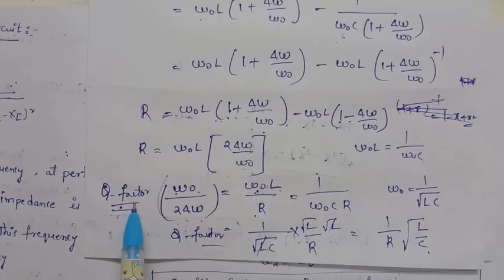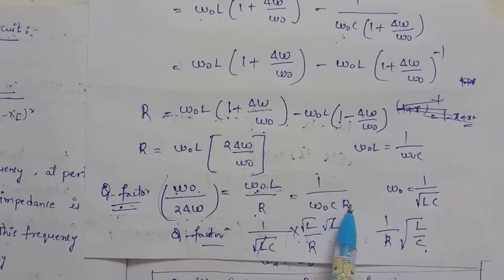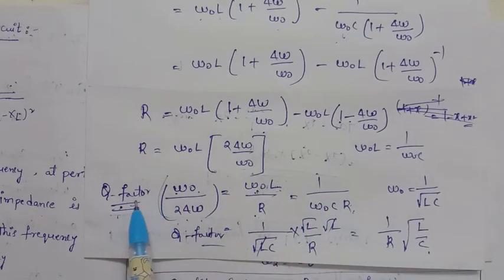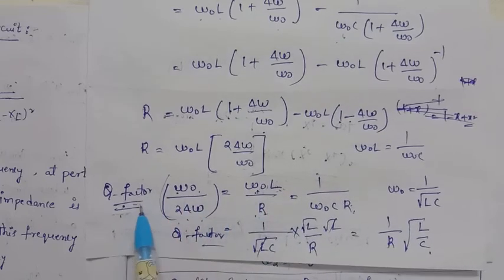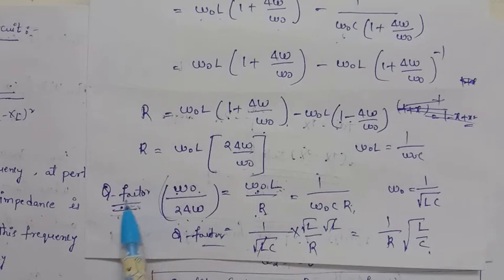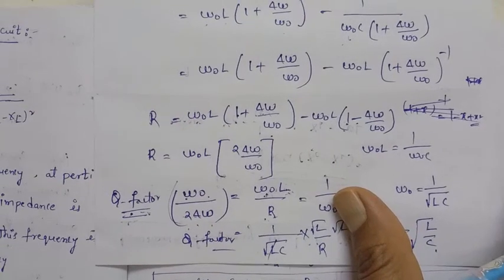If the quality factor is a large value, then L will be large or R will be small. At that time the quality factor is greater. Otherwise, if 2 delta omega is less, automatically the quality factor is also a high value.